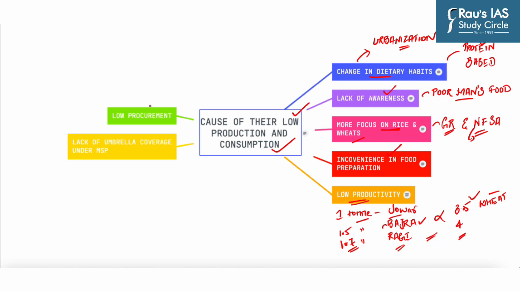Next challenge is low procurement. The quantity of coarse grain procured for the central pool and distributed under National Food Security Act has been negligible. Last is lack of umbrella coverage under minimum support price. Now government declares MSP for sorghum, pearl millet, barley and ragi only, thus making farmers hesitant to grow the other crops.